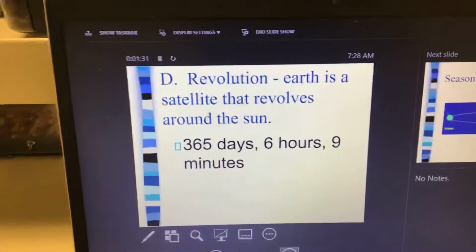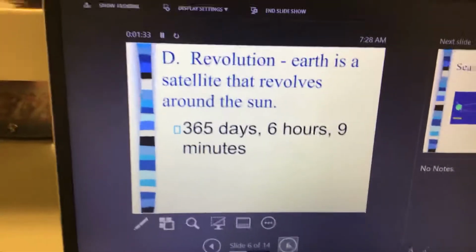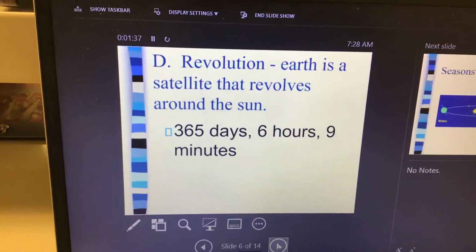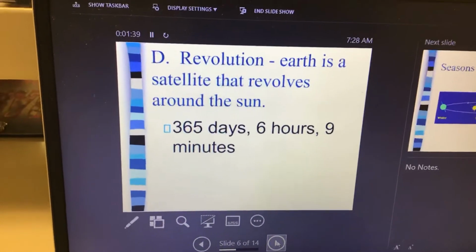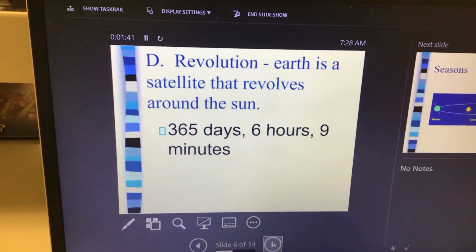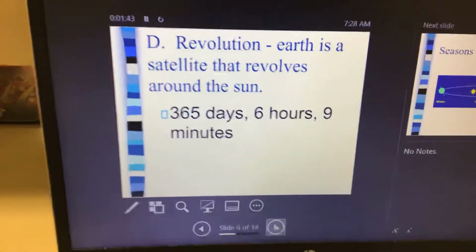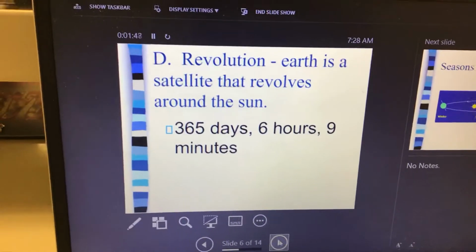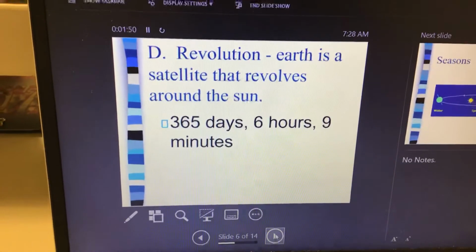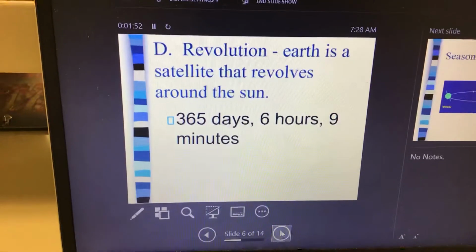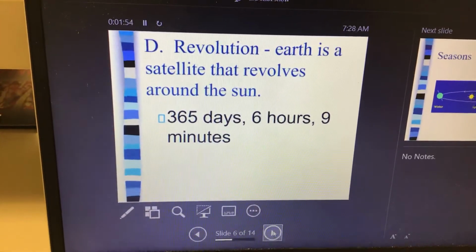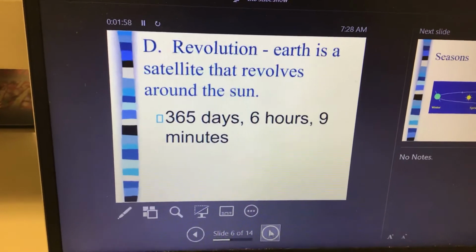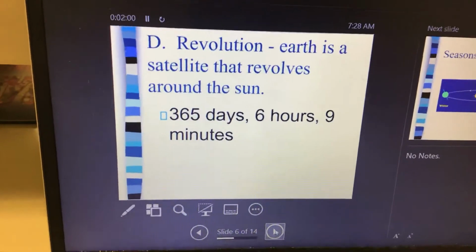On the other hand, a revolution: the Earth is a satellite moving around the sun. It revolves around the sun every 365 days, 6 hours, and 9 minutes. So it's not a perfect 365, but every 4 years, we have what we call a leap year, where we add a day to February. So last year was leap year. We had 366 days.